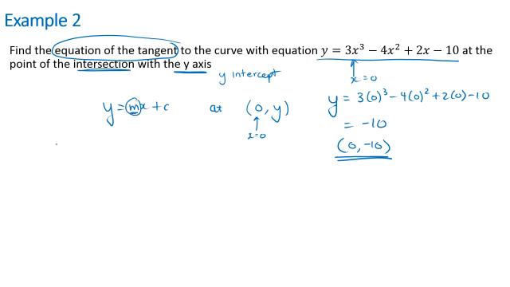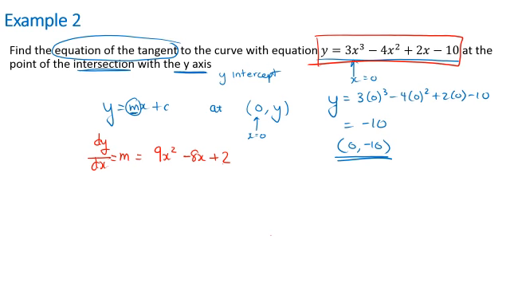So how do I find m? Well, m can be found by finding the derivative of the curve. So if I find the derivative of the curve, dy/dx, this should give me m, which is now 9x squared minus 8x plus 2. I'm just deriving the curve right up here. Okay? That's my gradient function, but I want to know the gradient at a certain point. And which point is that? It's when x equals 0. That will tell me what my gradient is at that point.